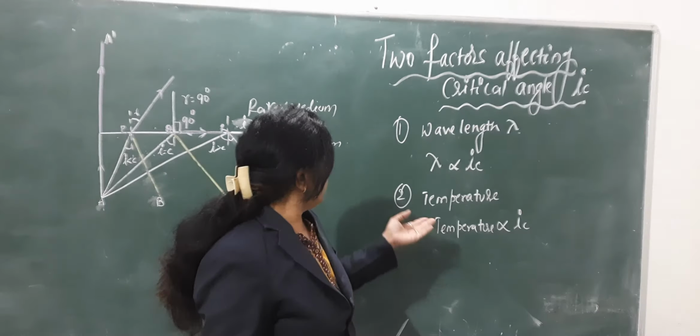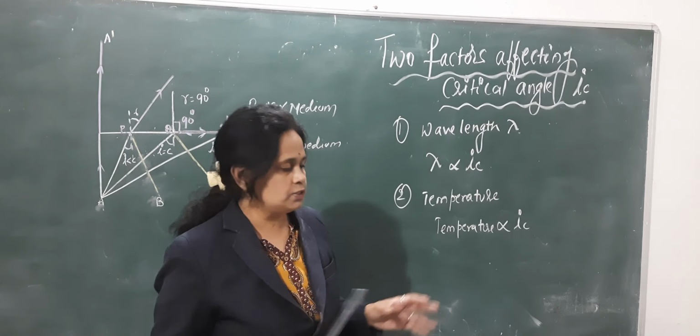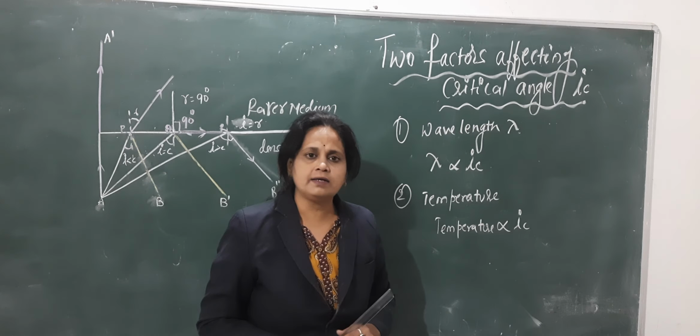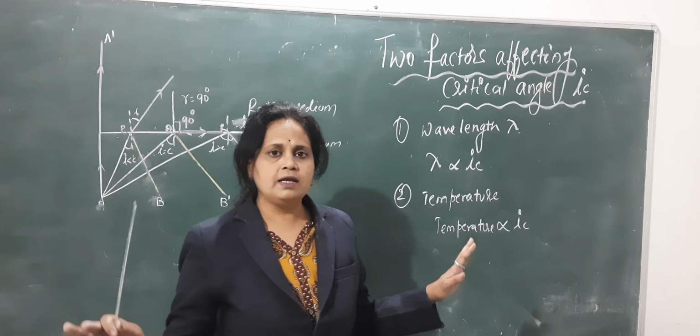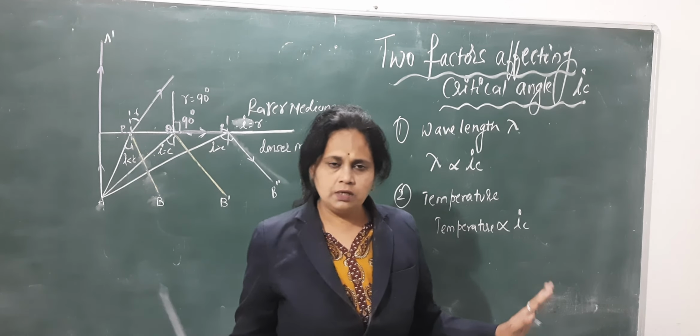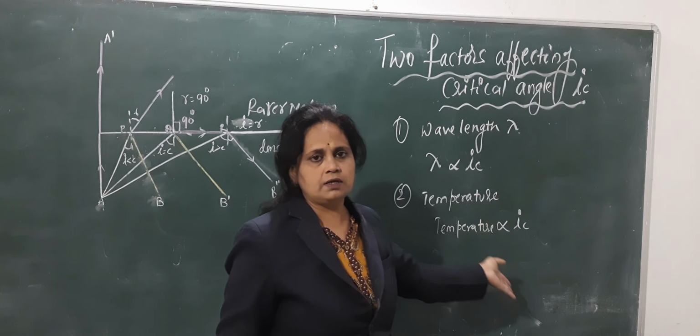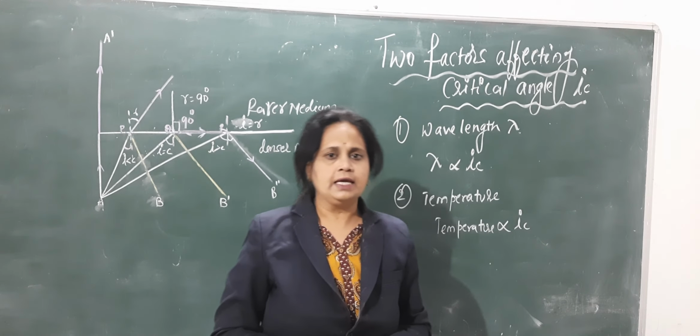Now let us come to the second factor, simple and sweet, that is temperature and critical angle. Temperature and critical angle are again directly proportional. As the temperature increases, the critical angle also goes on increasing.